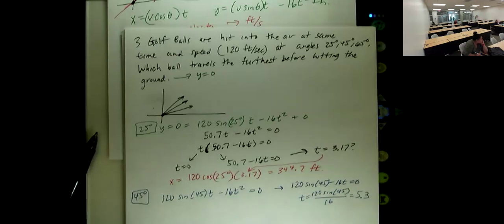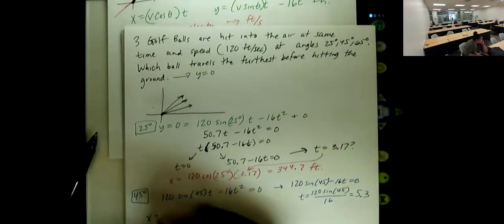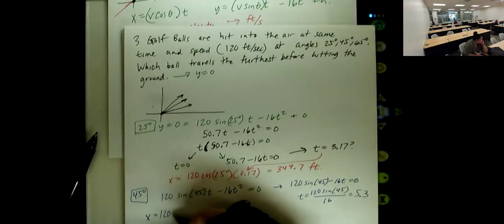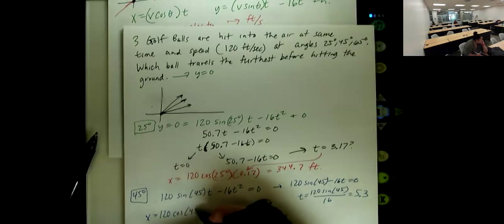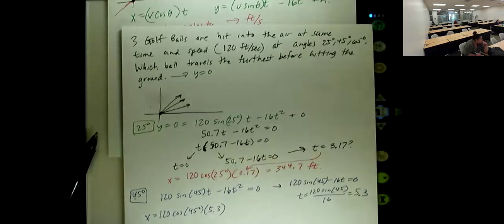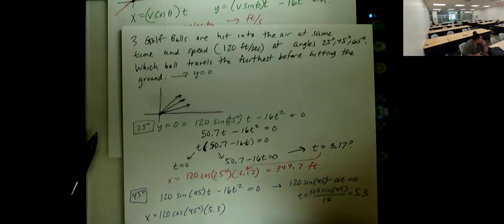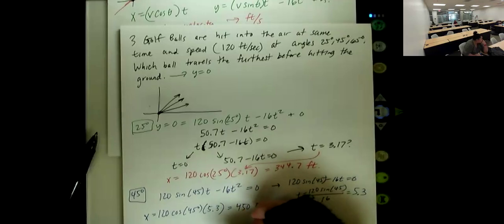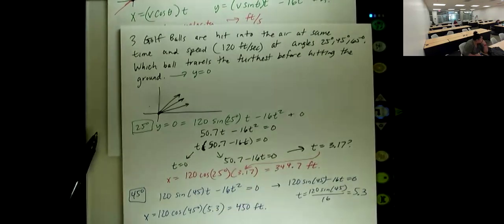Does it go as far? X equals 120 cosine of 45 times that t. 450. It went further. Exactly 450.